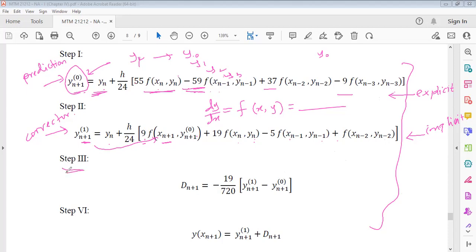Okay, so step number 3. After you find the predictor and corrector, you have to find something called the difference, like d n plus 1, at the point of n plus 1. What is the difference, which can be given like this: 19 divided by 720 times this value minus this value. Whatever value you find here, minus this value. See here, y n plus 1 of 1 minus y n plus 1 of 0. Got it?